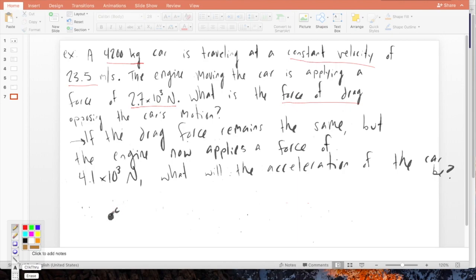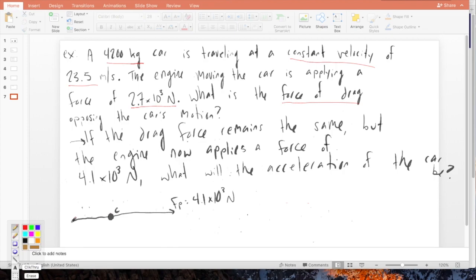Here's my car. I know there are up and down forces. I know that they're still going to be balanced, so I'm not really worried about those. Let me leave those out of my diagram for now, just for simplicity's sake. And I know that the force of push coming from the engine is now 4.1 times 10 to the third newtons.